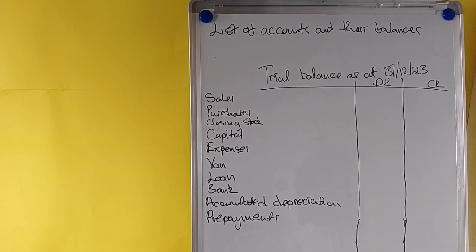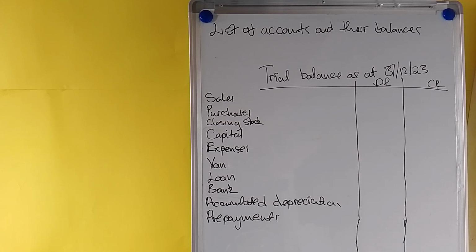Hello again. Now let's look at the trial balance. Like we said earlier, the trial balance is a list of all the accounts, of all the items in our accounts, of all the transactions. But in the trial balance, we have to indicate whether the item has a debit or a credit balance and record the relevant amount on the debit or credit balance where it belongs.